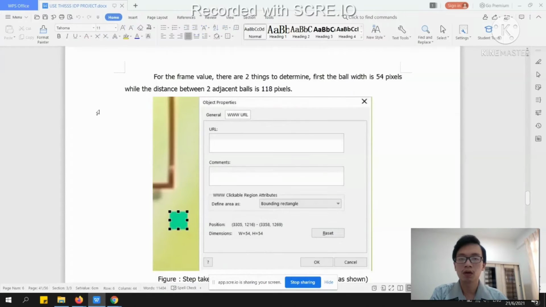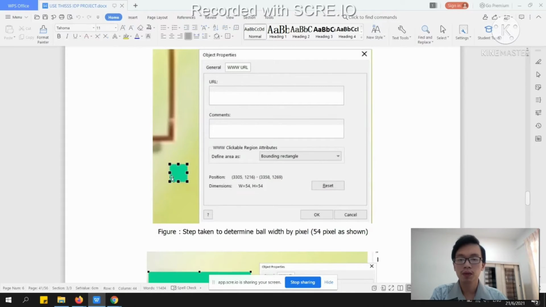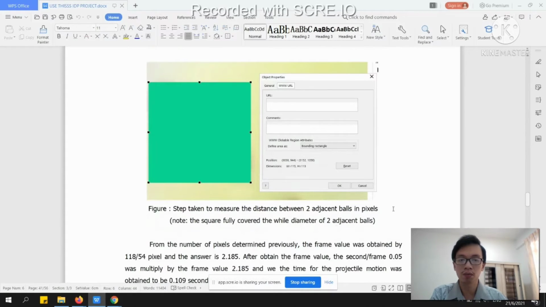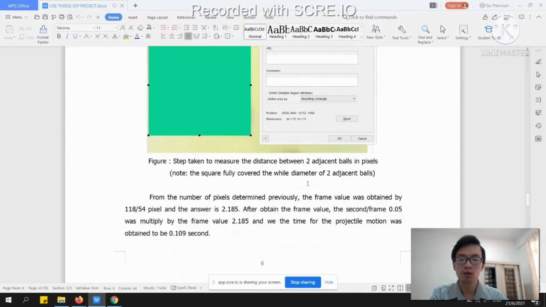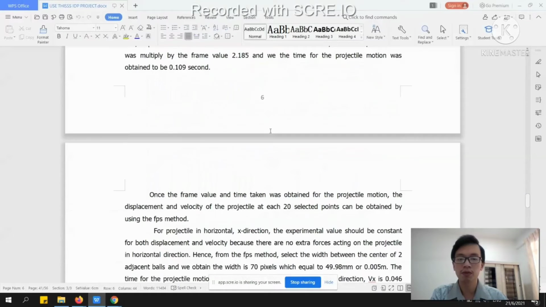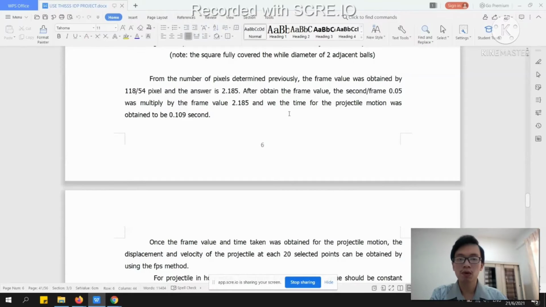After that, we want to find the frame value. The frame value is found by taking the width of the ball. We calculate each pixel, and we also obtain the width of the two adjacent balls covered by this area. We take the adjacent ball value in pixels, divide it by the ball width, and obtain the frame value to be 2.185. After obtaining this frame value, we multiply it by the seconds per frame, which is 0.05, and we obtain the time for the projectile motion to be 0.109 second.